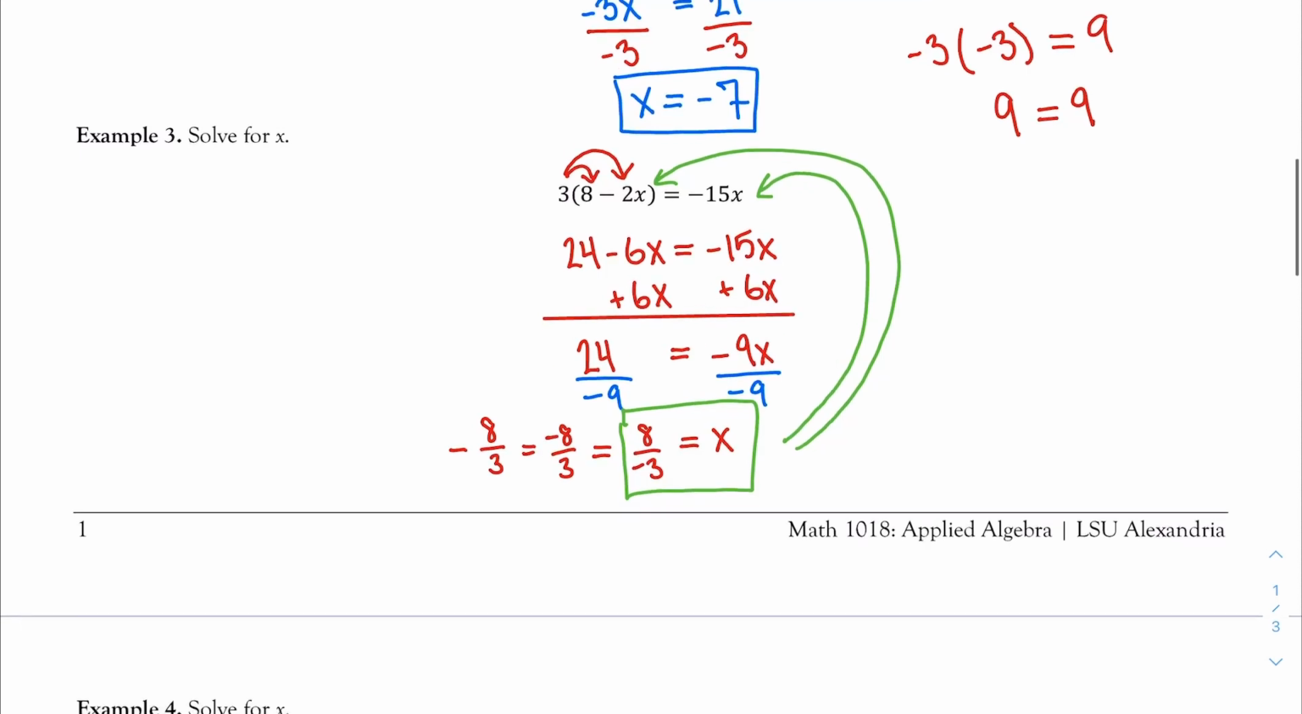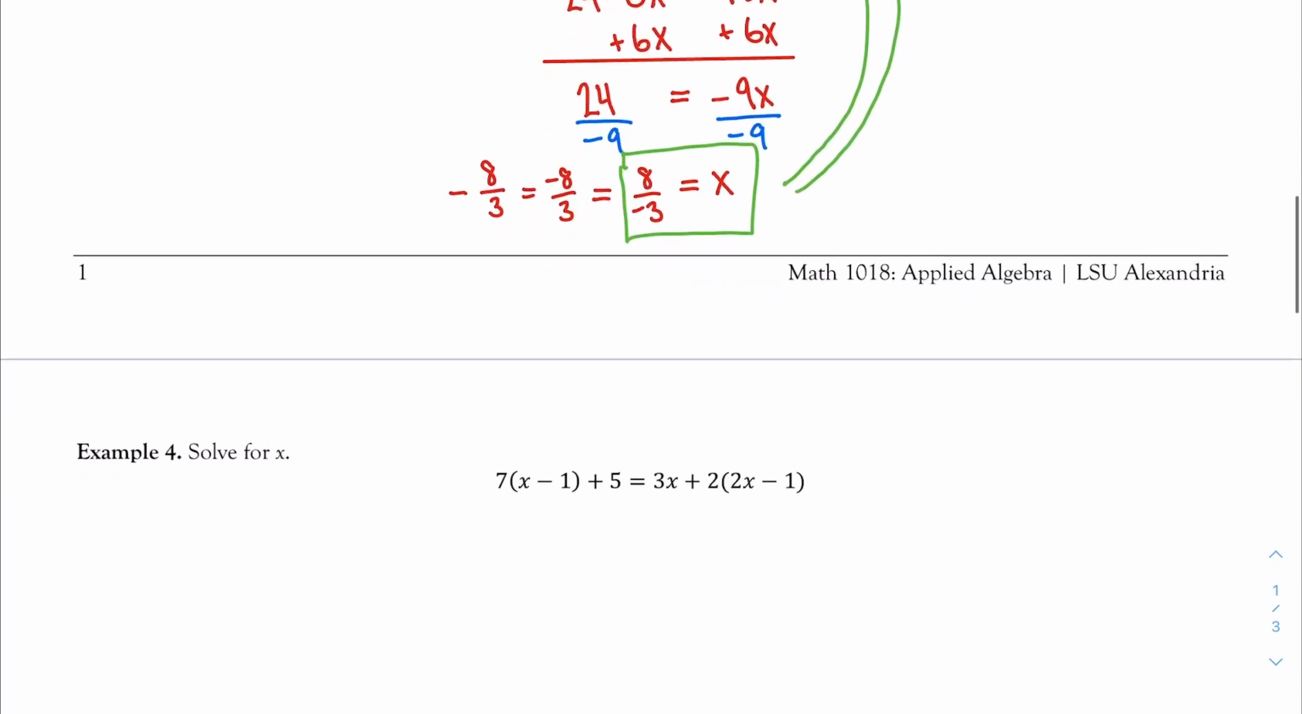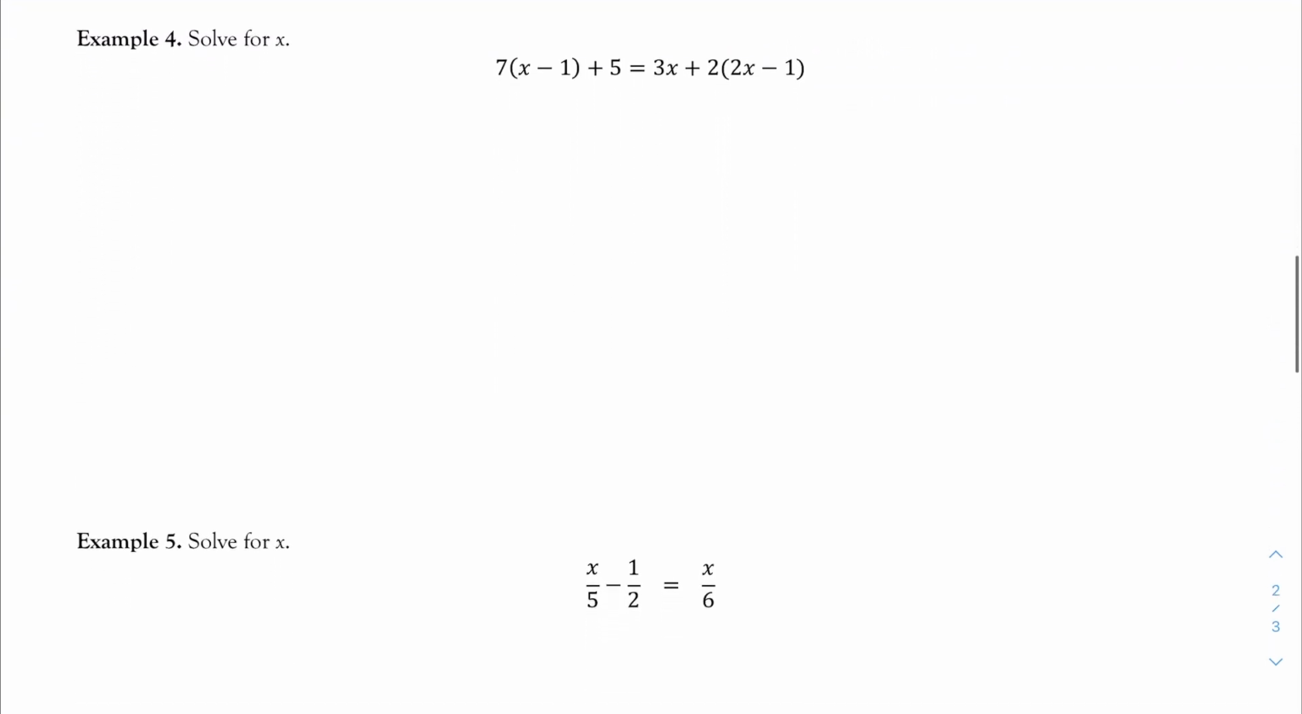Now let's finally get into some more complicated ones. Let's see what happens whenever I look at example 4. Solve for x, same instructions. Let's go ahead and look at 7 times x minus 1 plus 5 is equal to 3x plus 2 times 2x minus 1. So I have a lot of parentheses here. However, fortunately, my process is going to be the same. So, step 1, there are no fractions to worry about, so I don't even have to worry about step 1.